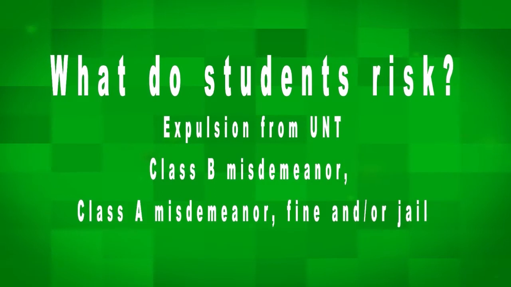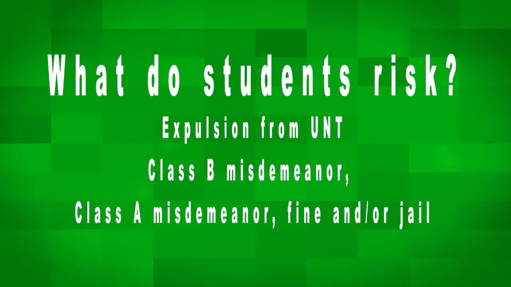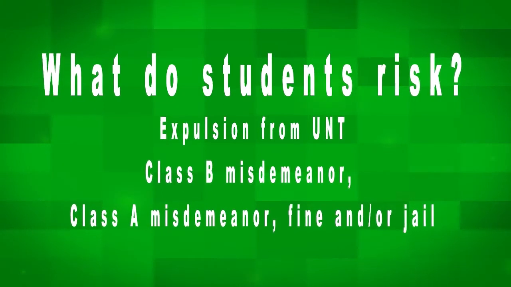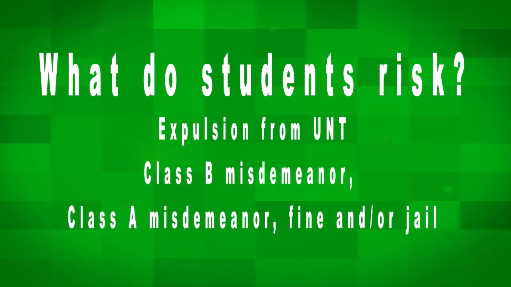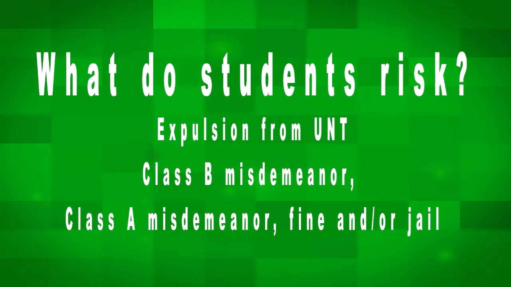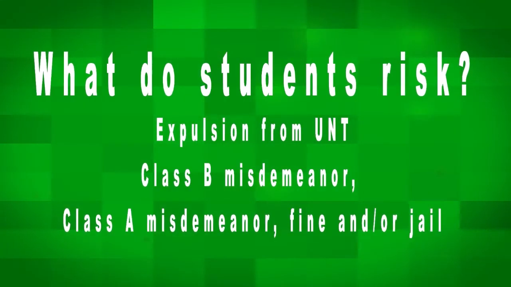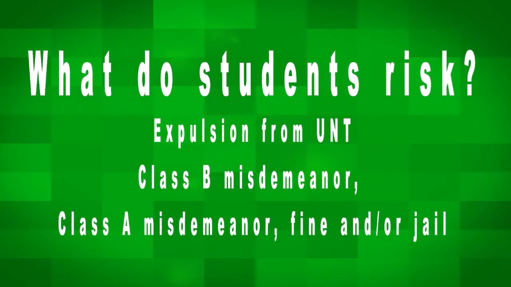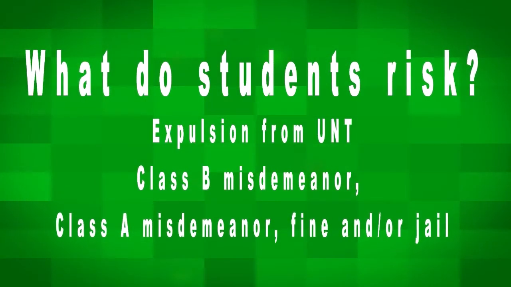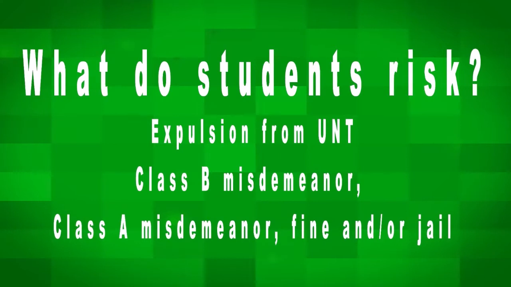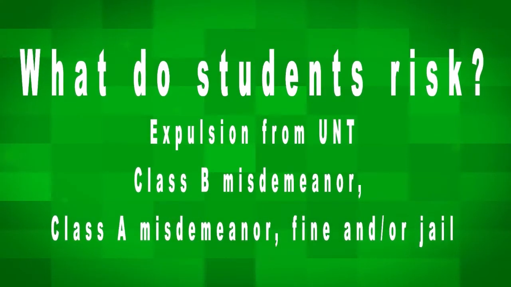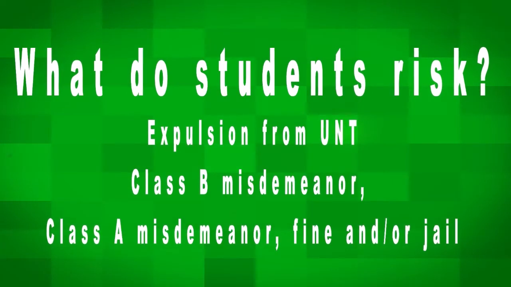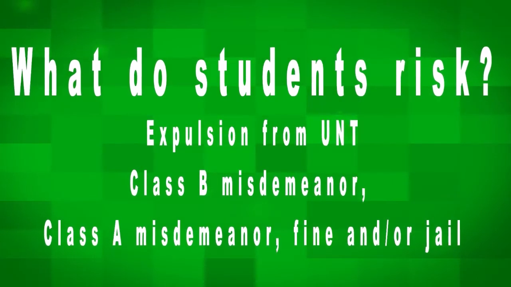A student could be expelled from UNT for being found in violation of hazing, and a person is also subject to civil and criminal sanctions for violating state law. Offense of failing to report is a Class B misdemeanor. A violation that does not cause serious bodily injury to another is a Class B misdemeanor. Any other offense that causes serious bodily injury to another is a Class A misdemeanor. Any offense that causes the death of another is a state jail felony. Depending on the severity of the case, all of these criminal sanctions would include a fine and/or jail time.